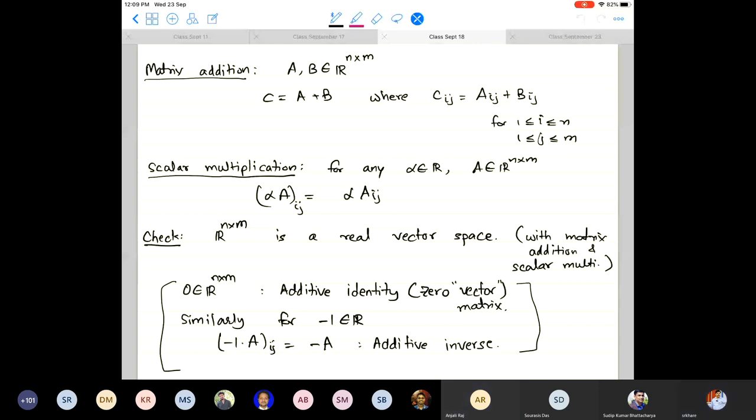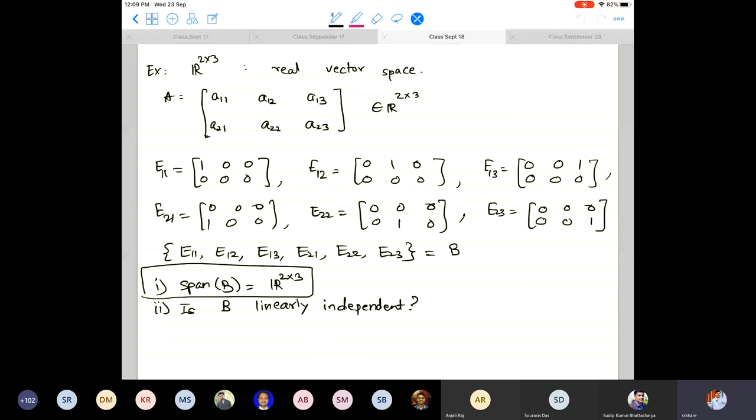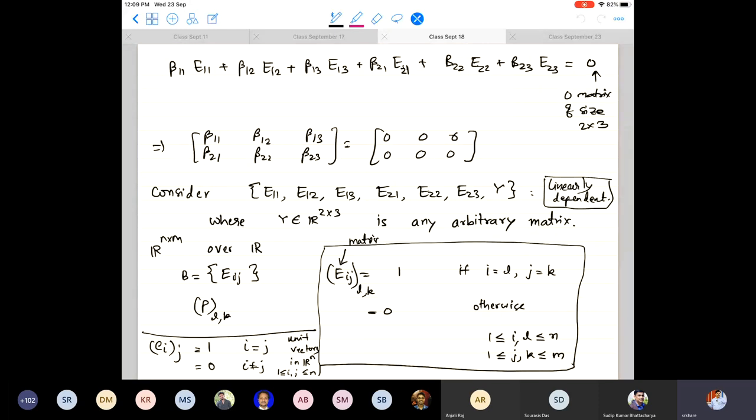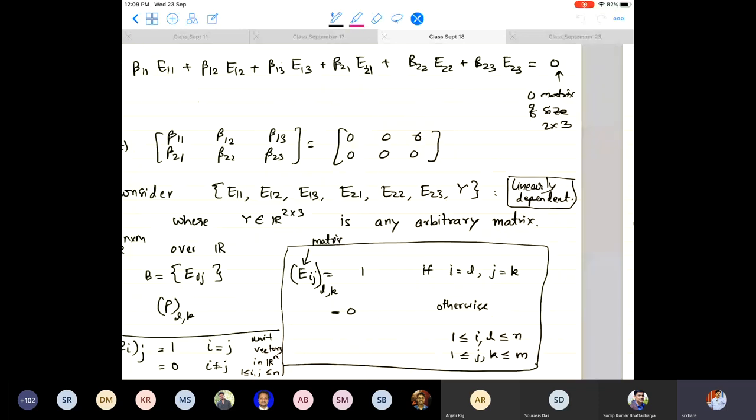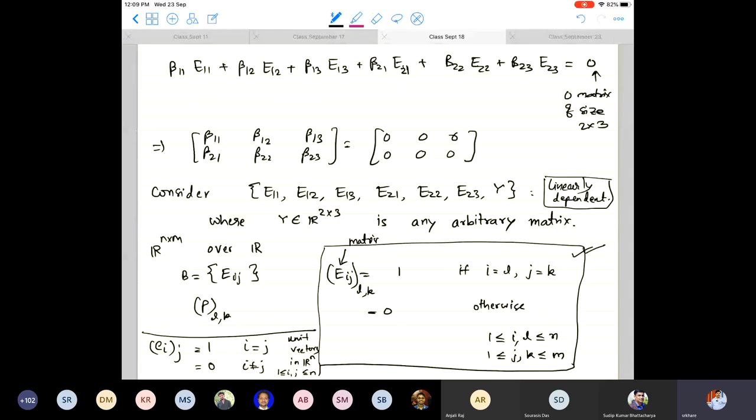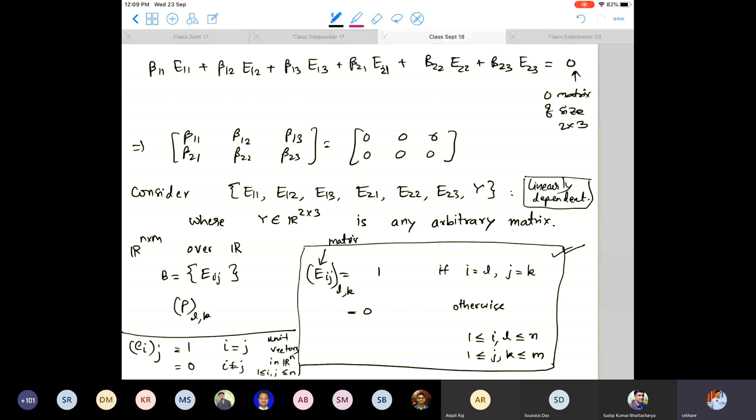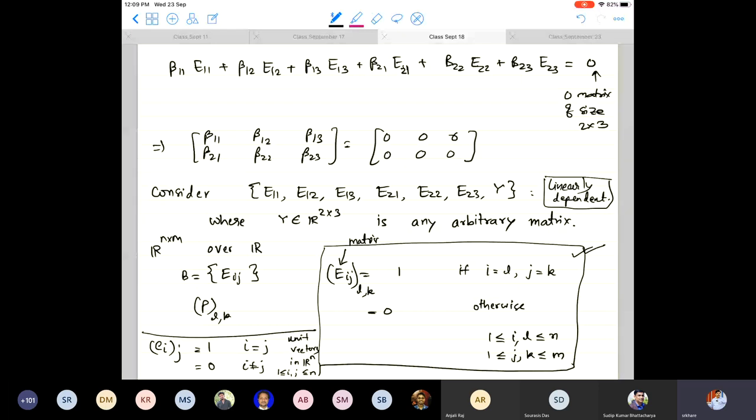So we were talking about matrices, matrix addition, scalar multiplication. We showed that the set of matrices with this matrix addition and scalar multiplication is a vector space. We came up with a basis for this vector space. The basis was these matrices Eij. This is how we define these matrices. That was the basis, and we saw that these matrices are actually nothing but a generalization of these unit vectors.